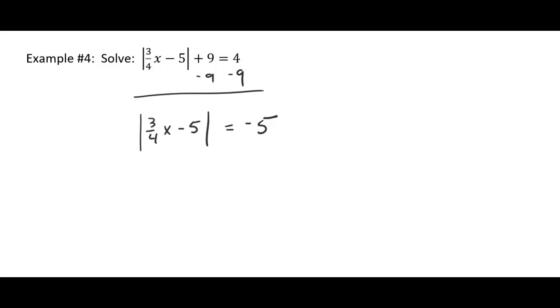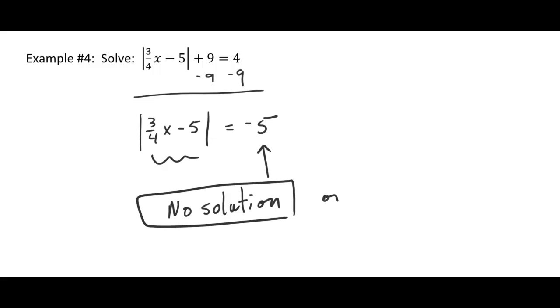Now, I would make my two cases, except, I guess this is like the exception to the rule. I don't care what the absolute value is, it's not going to equal a negative number. So there's no solution here. So the good news is we don't have to do any more work. Or you can write it as the empty set. This symbol is for the empty set.